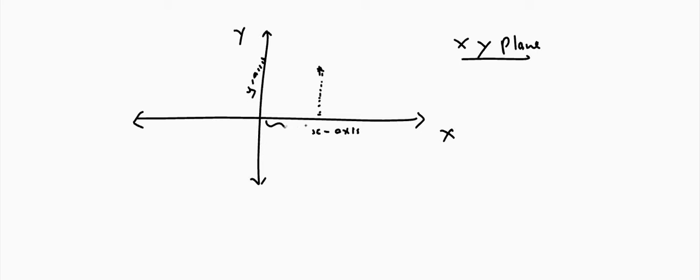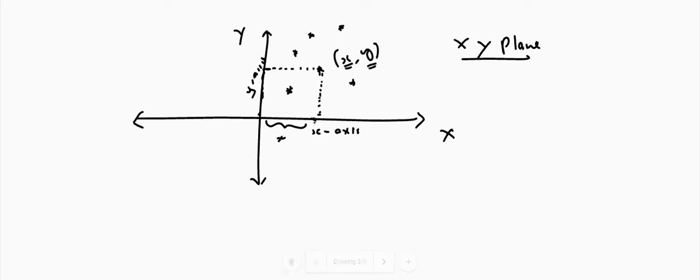This will be x and here we can find the value of y. It is an ordered pair (x, y). Each and every point in this plane can be uniquely represented as an ordered pair (x, y). x is known as abscissa and y is known as ordinate.